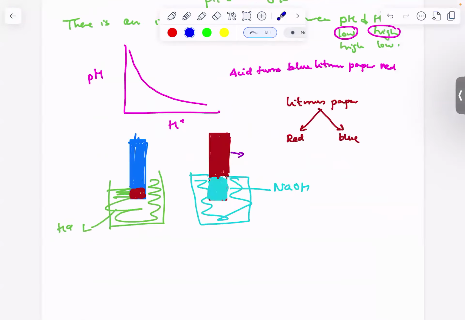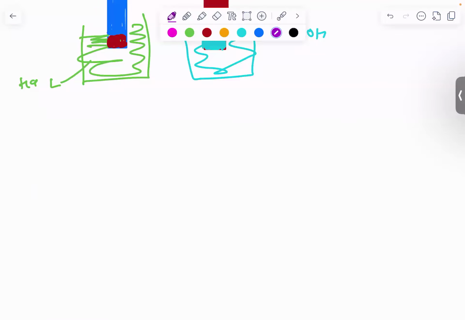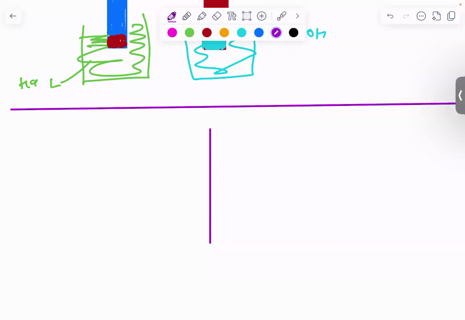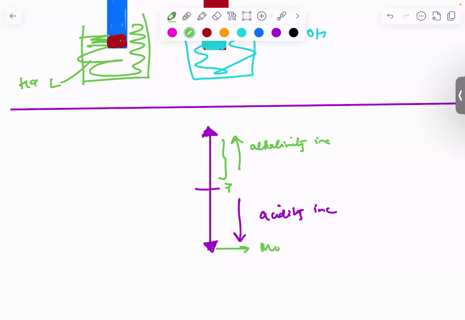Now, some interesting facts, because it is written in your book. If you check the double-headed arrow on page 470, the top side is basic. I will use this simple thing. This is the upper end, and this is the lower end. And this is 7, neutral, green. When you go up, alkalinity increases, and when you go down, acidity increases. So this bottom end is the most acidic.